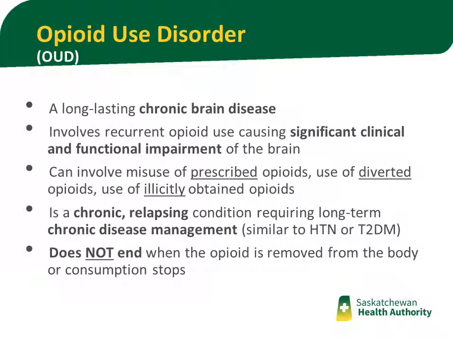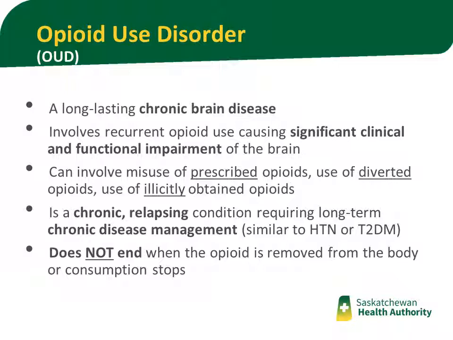Just to quickly touch on opioid use disorder, research in this area has expanded in recent years, and we now recognize it as a long-lasting disease of the brain that causes significant impairment in a person's life caused by the cumulative effects of opioids on the brain. Opioid use disorder can involve the misuse of opioids that are prescribed to a person, opioids that have been diverted from a person they were originally prescribed to another person, or it can involve illicitly obtained opioids.